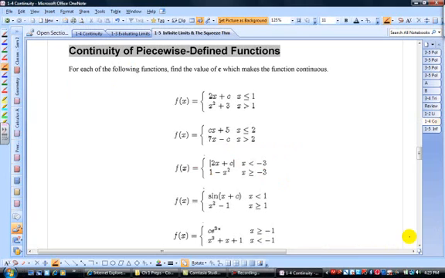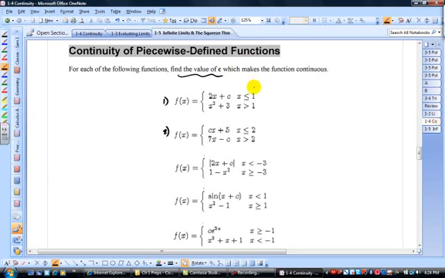Okay, so now what we need to do is apply our understanding of piecewise functions and continuity to solve a problem like this. Given a function here, we want to be able to find the value of c that makes the function continuous. Okay? Find the value of c that makes it continuous.